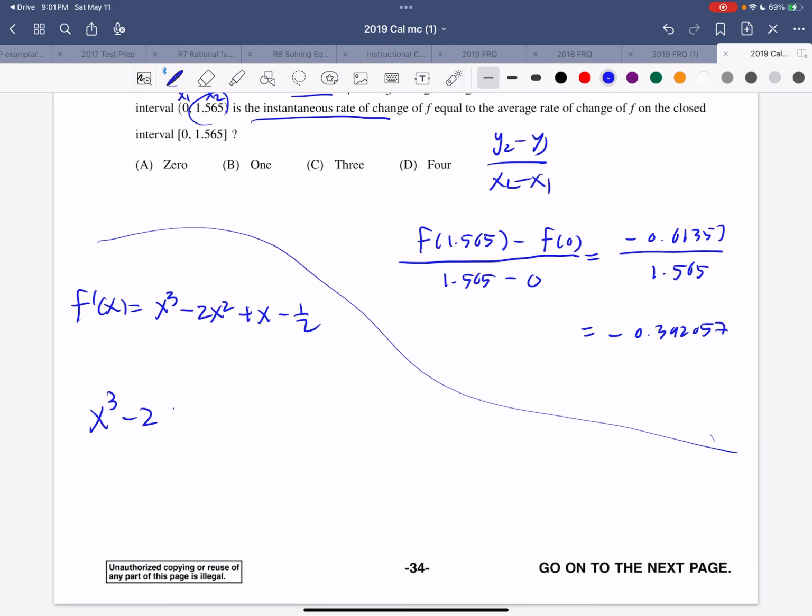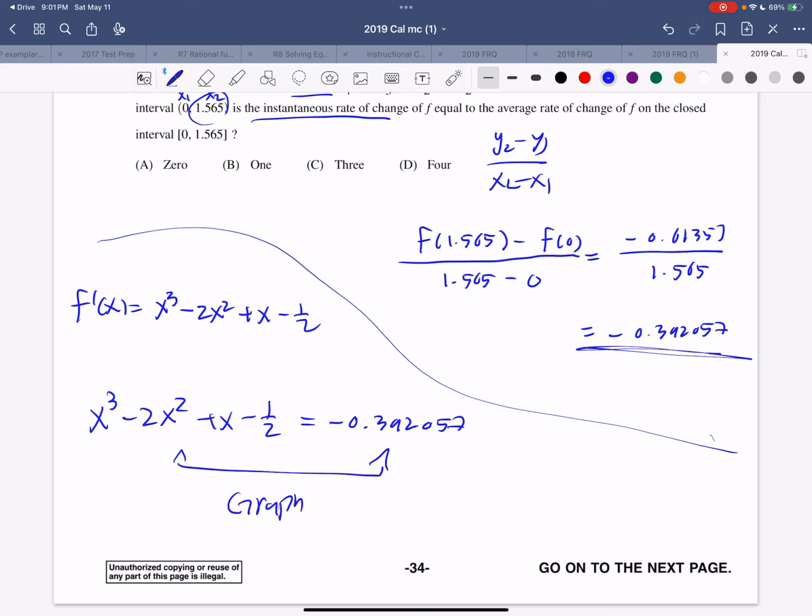x to the third power minus 2x squared plus x minus 1/2 equal to this one, negative 0.392057. You graph it and find the x-intercepts, okay? You're going to have something like this. And obviously, in your interval, you're gonna have 3 intersection points here, okay? So it's gonna be 3.